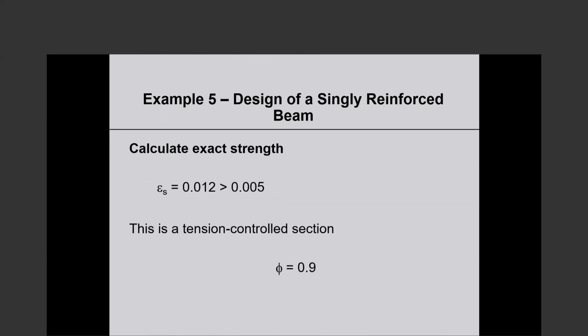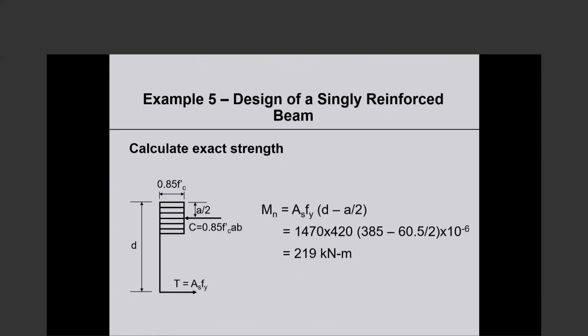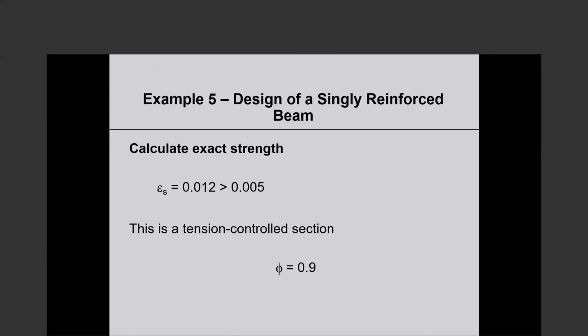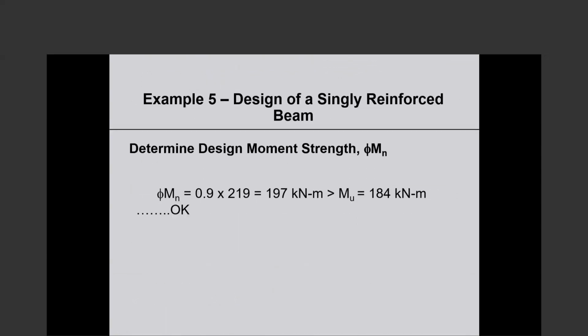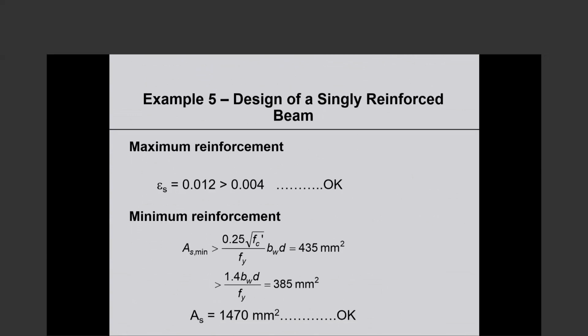Okay, now, well, we are still continuing. So epsilon sub S we have found is 0.012, which is larger than 0.005. So we have a tension control section. So phi is 0.9. The nominal moment strength was 219 kilonewton meters. We are establishing that the phi is 0.9. So the design moment strength is 184 kilonewton meters, 0.9 times 219. Okay.